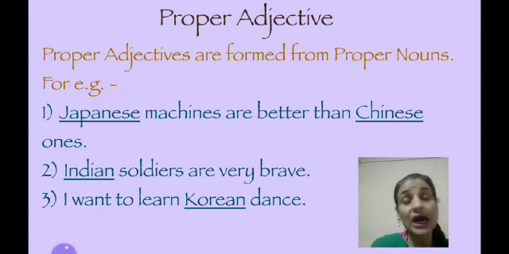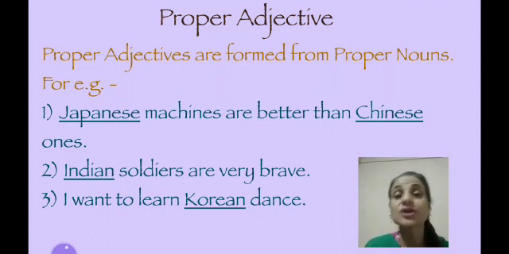Indian soldiers are very brave. Soldiers of India, that is a noun. But if we turn it into an adjective: Indian soldiers are very brave. I want to learn Korean dance. So dance of Korea. In adjective form what will we use? I want to learn Korean dance. So Japanese, Chinese, Indian, Korean are examples of proper adjectives.